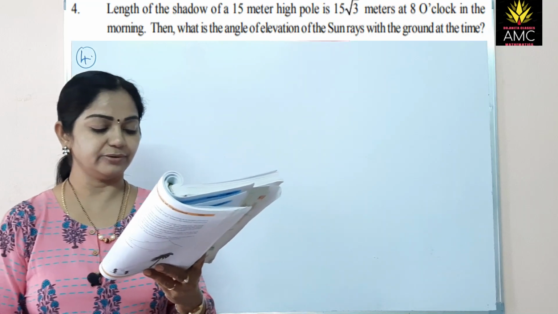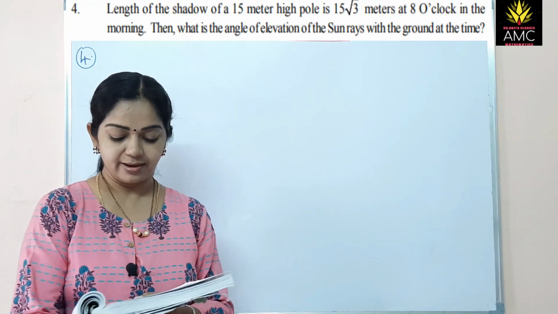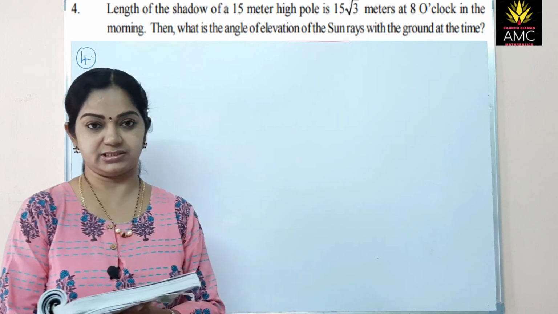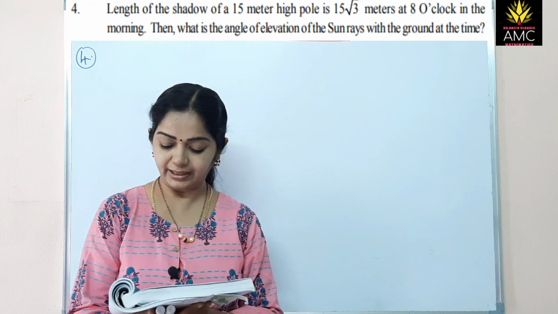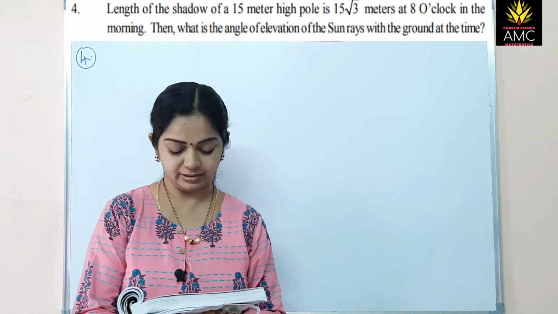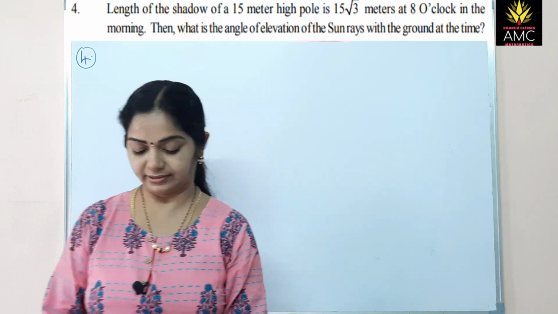The length of a shadow of a 15-meter high pole is 15 root 3 meters. That is not 5 root 3. Just make a correction. That is 15 root 3 meters at 7 o'clock in the morning. Then what is the angle of elevation of the sun's rays with the ground at that time?